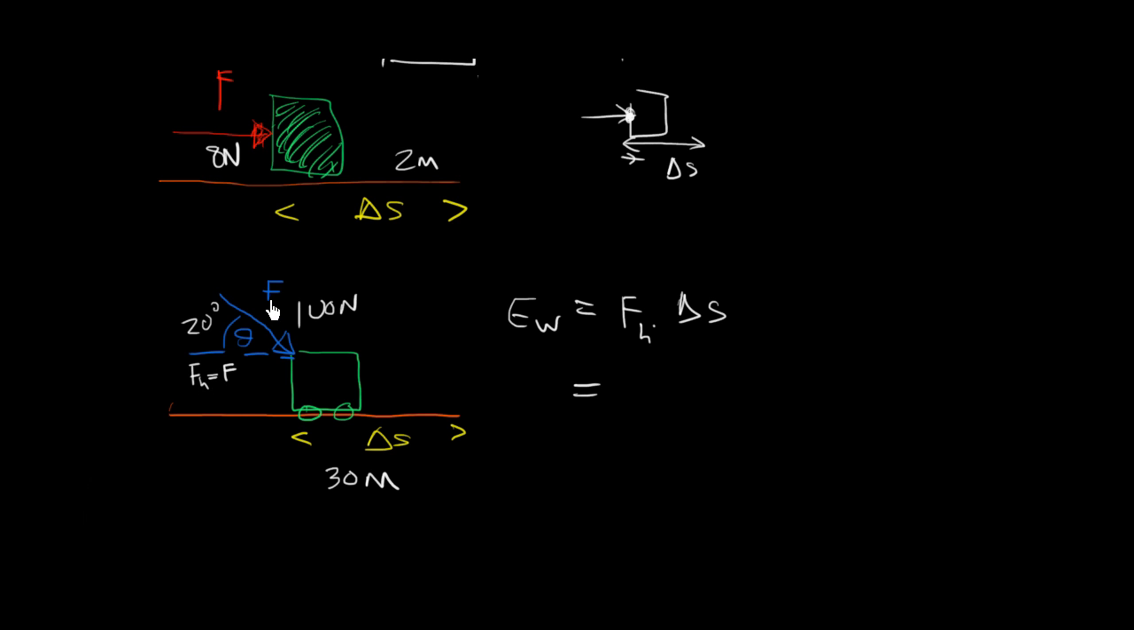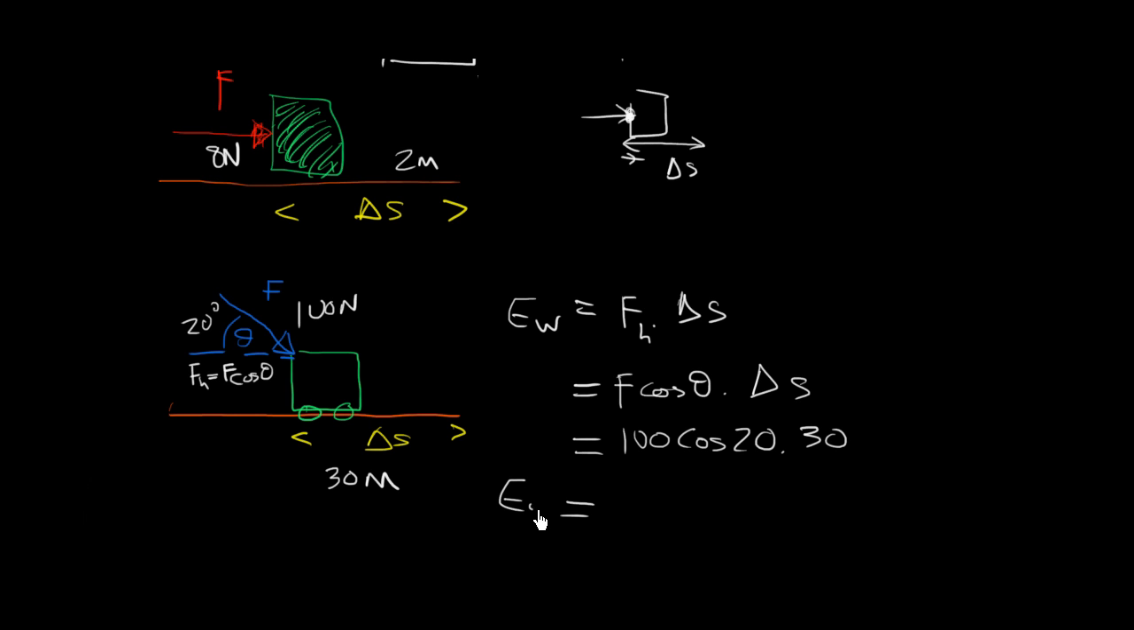And in that case, F horizontal would be equal to the full F here times cos theta, because this is the adjacent, right? That would be the hypotenuse. This is the opposite. F cos theta. So we would have F cos theta times delta S. Hopefully that makes sense. And so F is 100, the theta was 20, and delta S was 30 meters, because it's going in that direction, so we use the full 30.